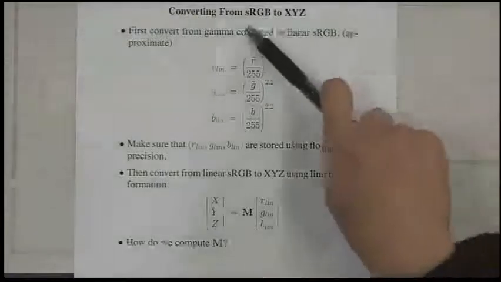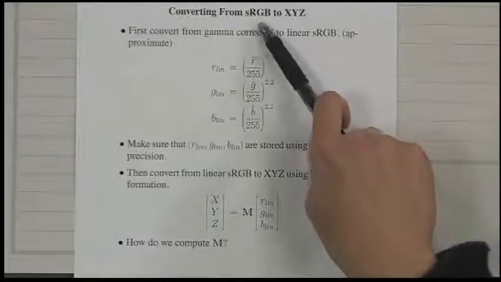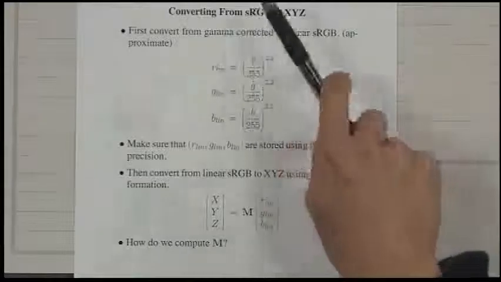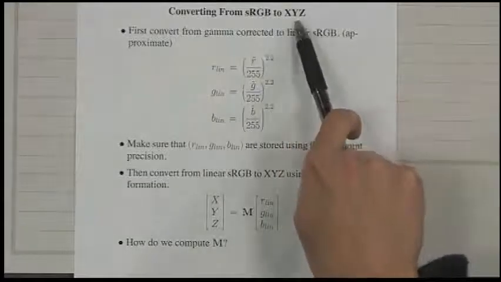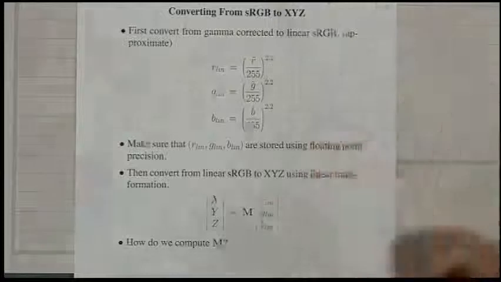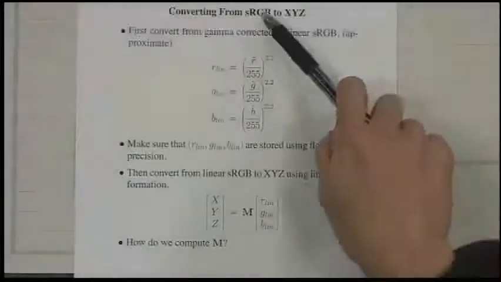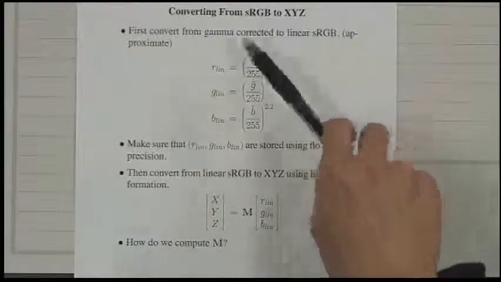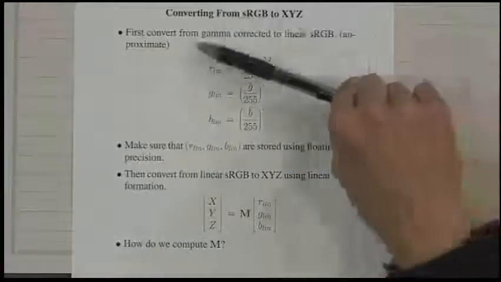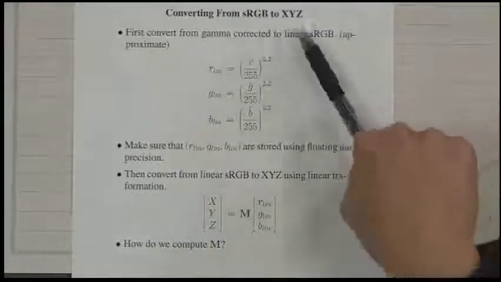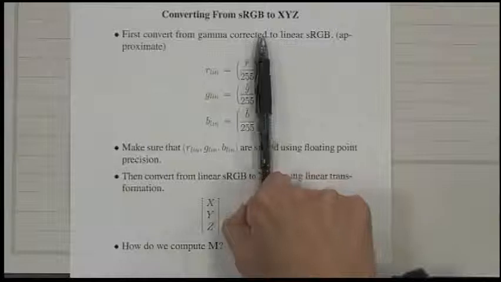So we have the standard sRGB. One thing that we usually need to do is convert between sRGB and the CIE XYZ tristimulus values. Because sRGB is gamma corrected, the way that we perform this conversion is that we need to first perform the inverse of this gamma correction.